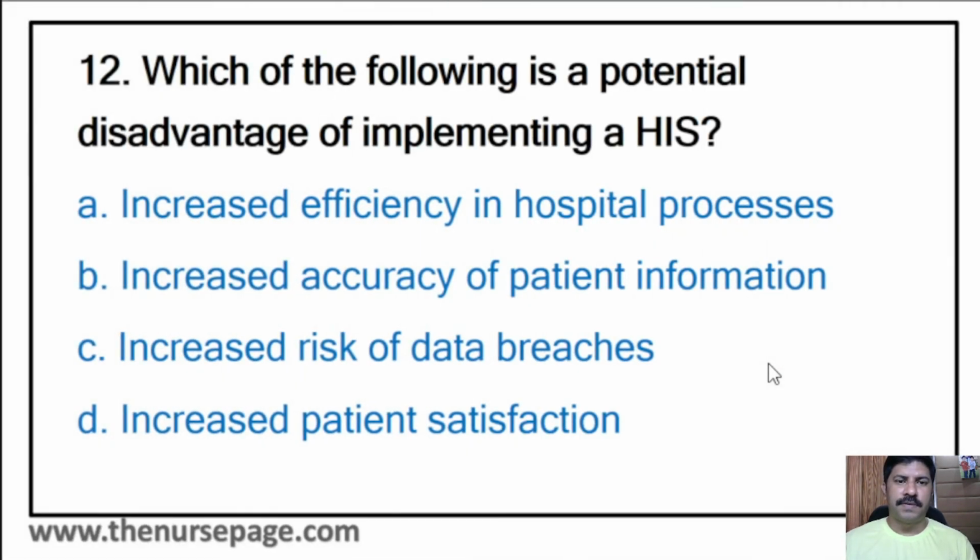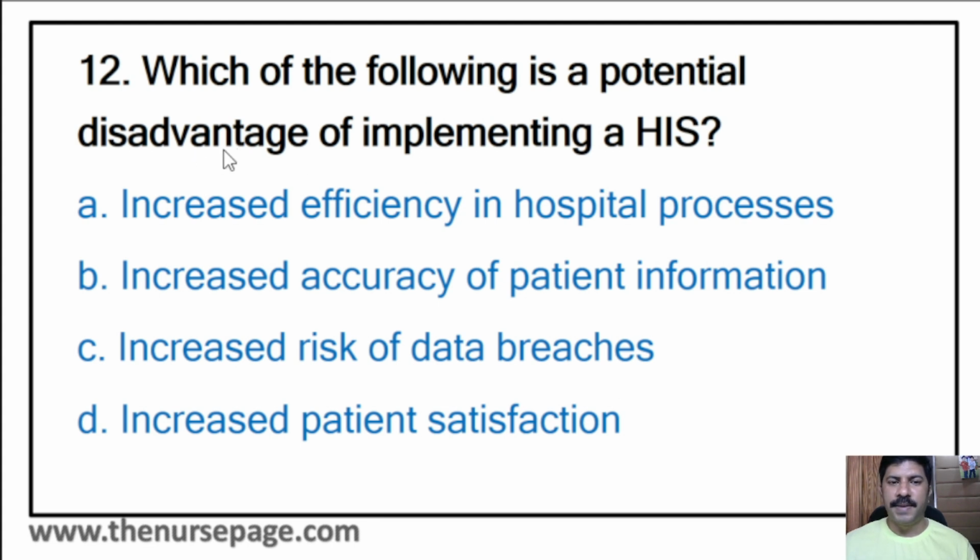12th question. Which of the following is a potential disadvantage of implementing a HIS? Increased efficiency in hospital processes, increased accuracy of patient information, increased risk of data breaches, increased patient satisfaction. So here it is asked disadvantage.